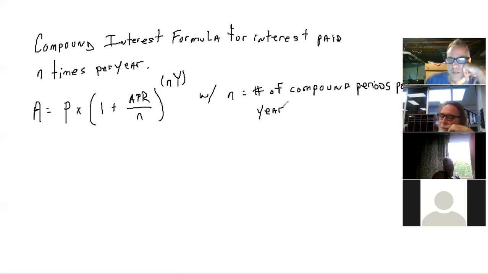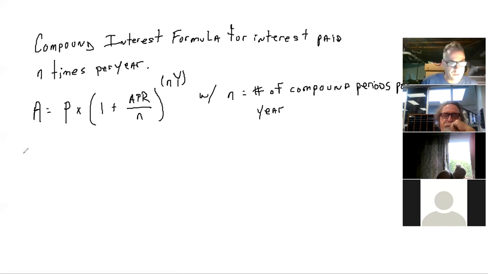If it was monthly, your N value would be 12. If it was daily, your N value would be 365. Make sense? Okay. All right. So let's take a look and see how this might work.